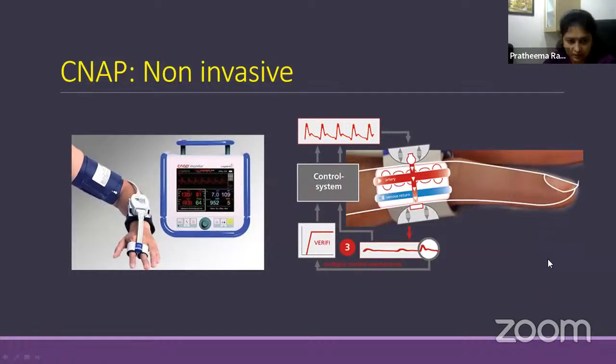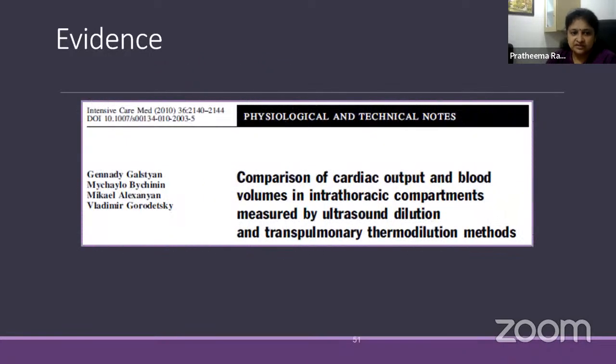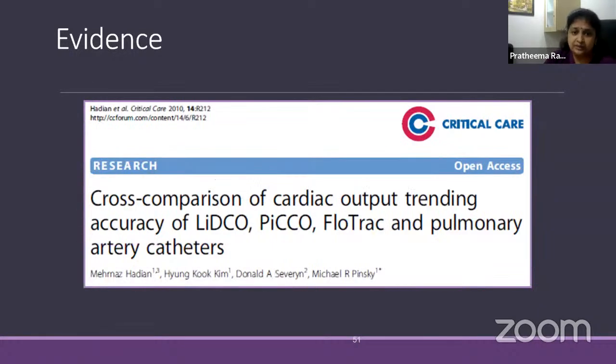I think in intraoperative monitoring, this is going to be very popular. But in ICU patients, it is still under study and it is not advised to use this in patients who are very sick and in severe shock states. So evidence, yes, we have a lot of studies which have been done comparing cardiac output and blood volumes by ultrasound dilution and transpulmonary thermodilution. All these methods have been compared and there have been cross comparisons with LiDCO, PiCCO, FloTrac, PAC catheters.